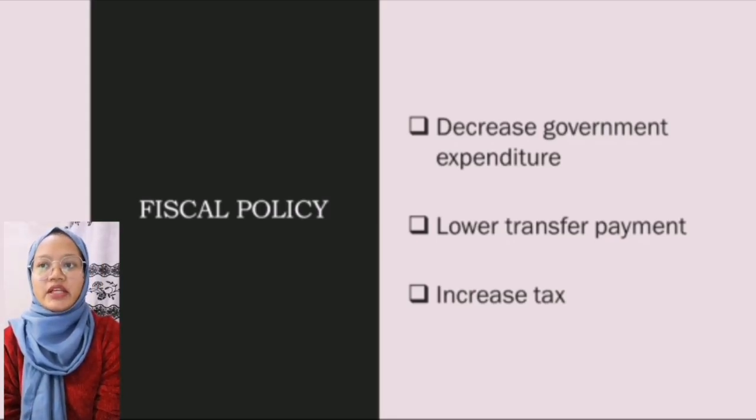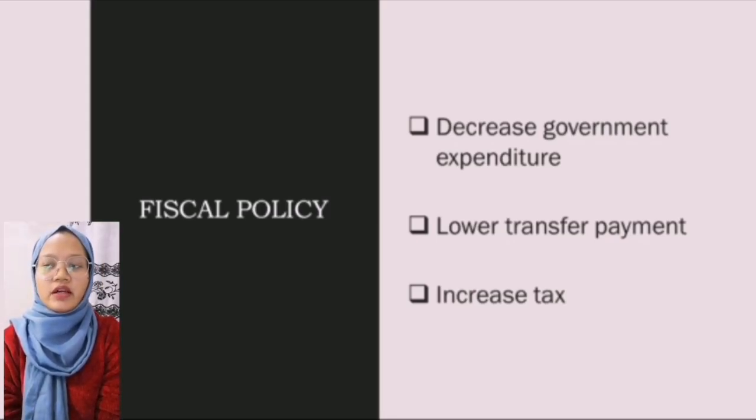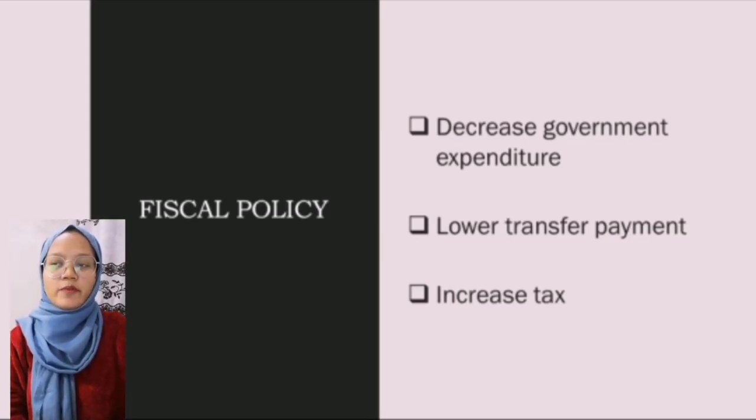There are three tools in fiscal policy: decrease government expenditure, lower transfer payments, and increase tax. The people's disposable income and their consumption will fall. A highly progressive tax structure can successfully reduce the impact of inflation in the country.